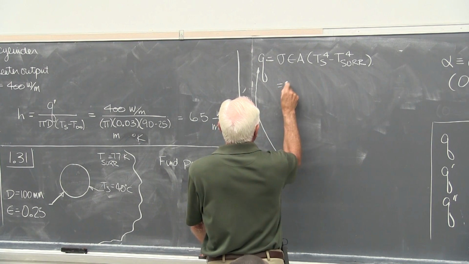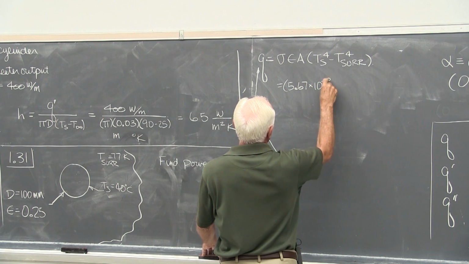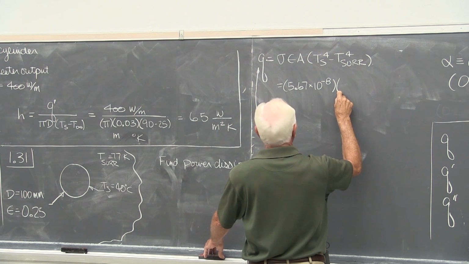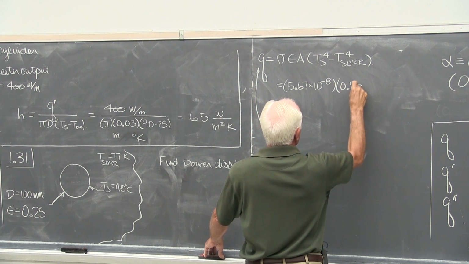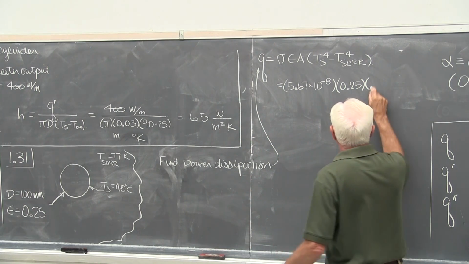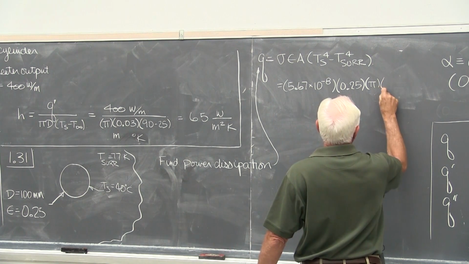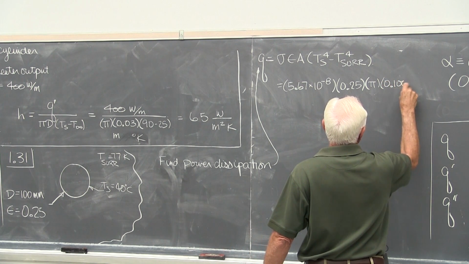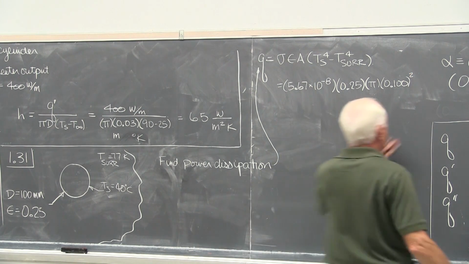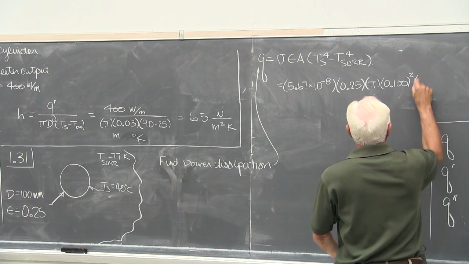Okay, sigma, 5.67 times 10 to the minus 8th. Epsilon, given to me, 0.25. Area of a sphere, pi d squared. D, 100 millimeters. T_s to the 4th.